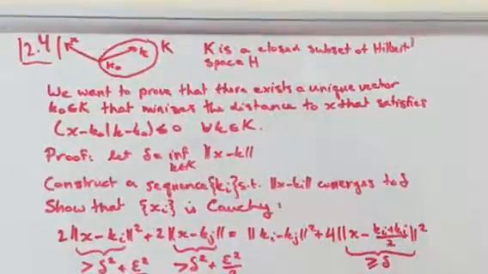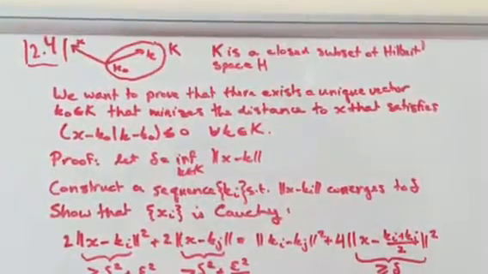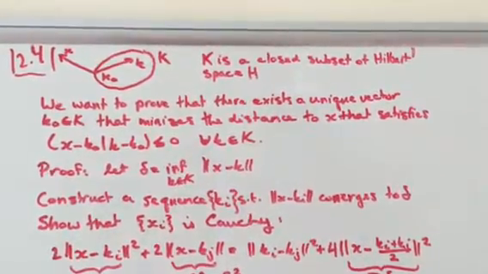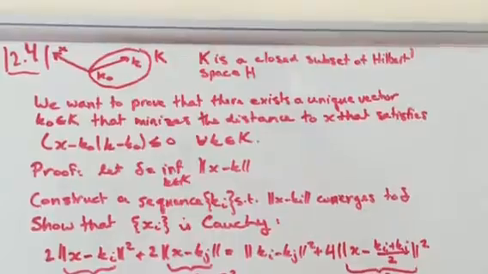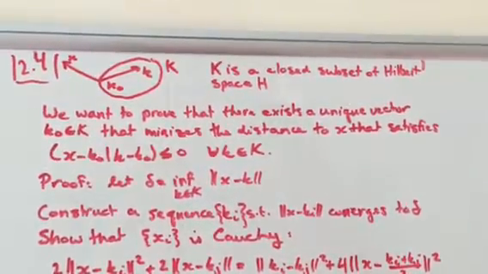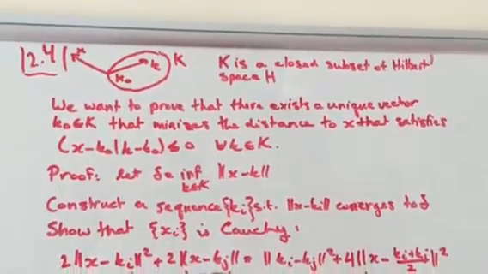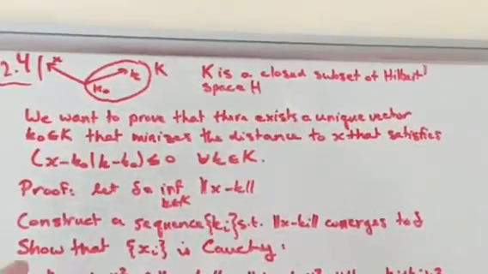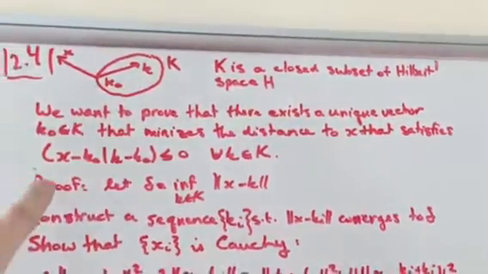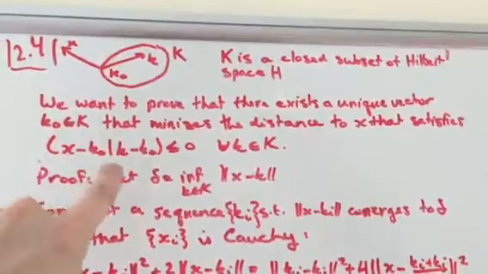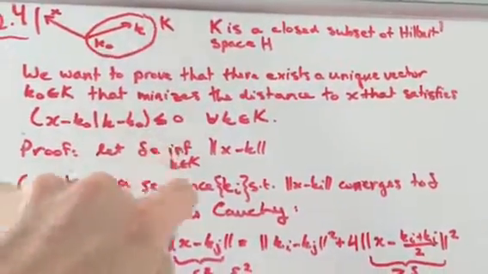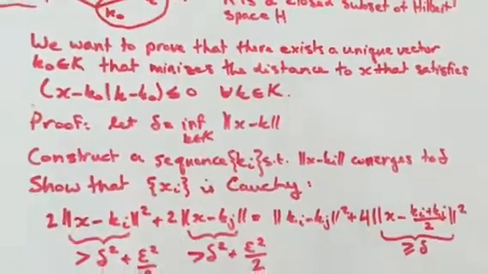All right, so I am going to prove proof 2.4, which is the proof that if you have a closed convex subset of a Hilbert space, the closest point in that subset to any point x in the space must satisfy this property: if k naught is the closest point in our subset K, then x minus k naught, the inner product of that with any other point k in big K, must be less than or equal to 0. So how are we going to prove this?